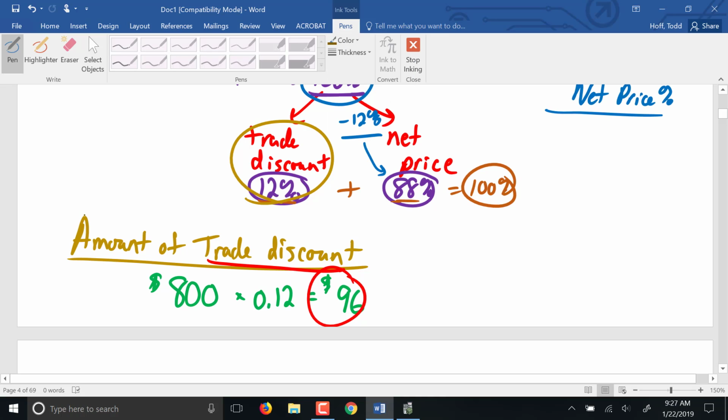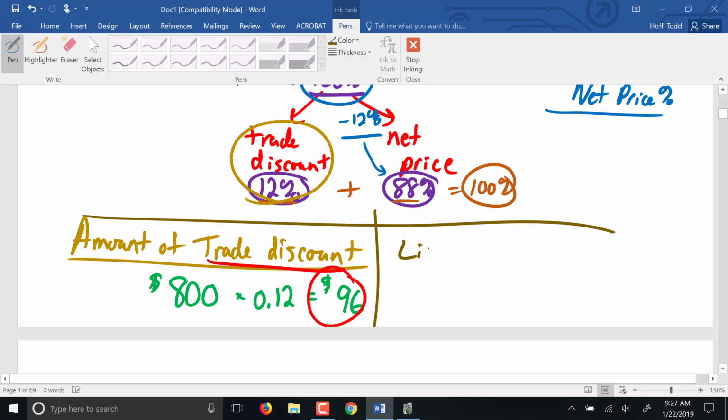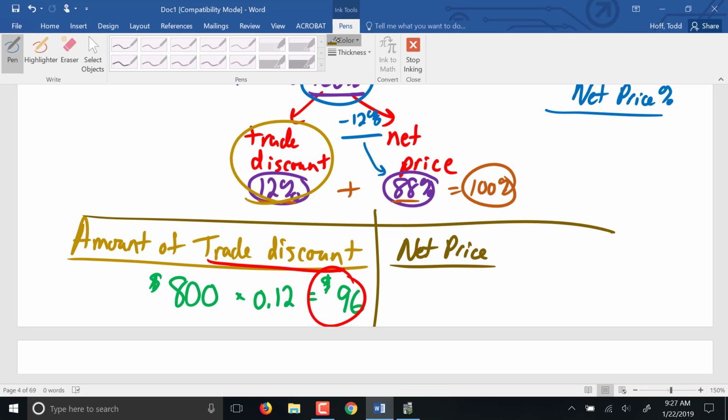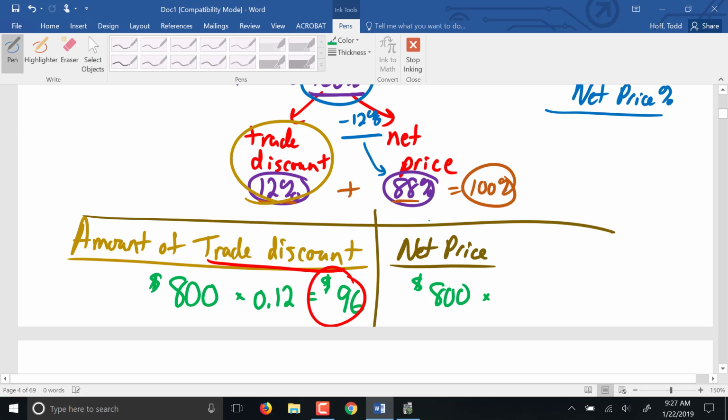If I wanted to find the net price, the amount of the net price, that's going to be my full amount, the list price of $800, times the percent for the net price, which is 88%. Now again, we're going to change that into a rate. So as a decimal, 88% is 0.88. We multiply that out, 800 times 0.88 is $704. That is the net price. That's what that distributor actually pays for those goods.